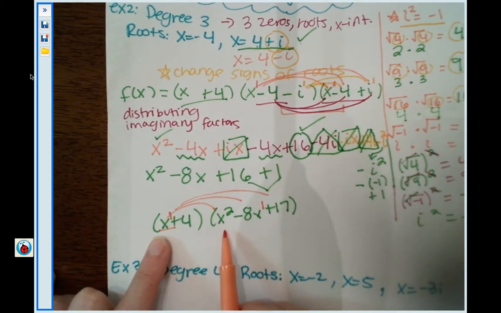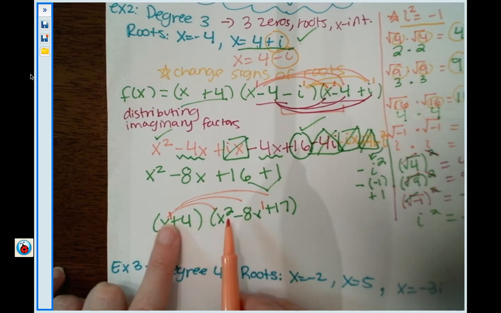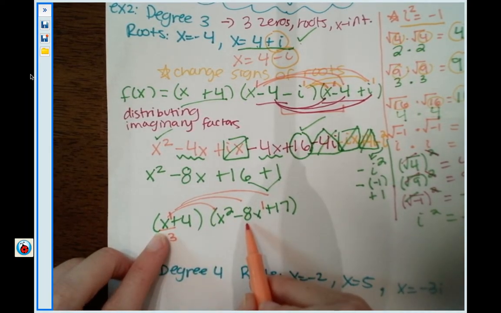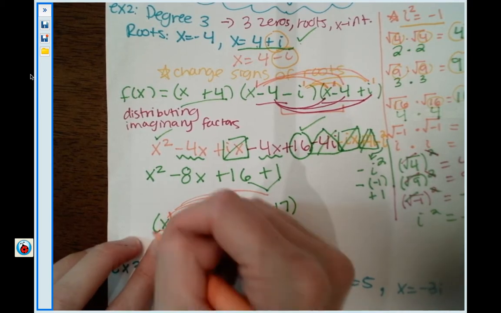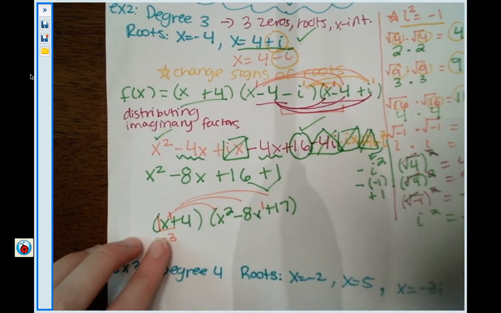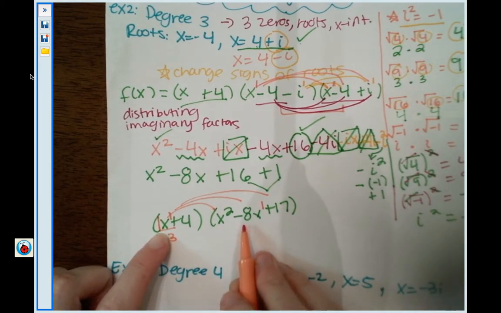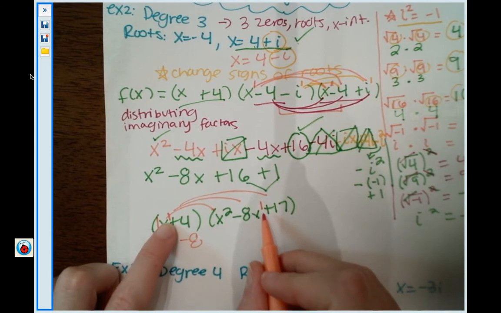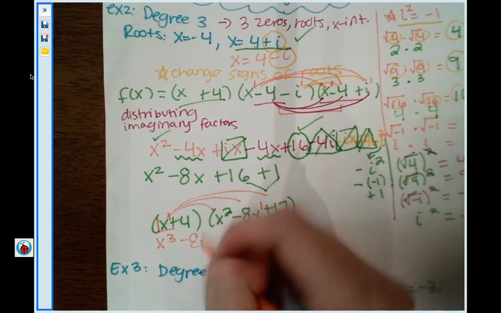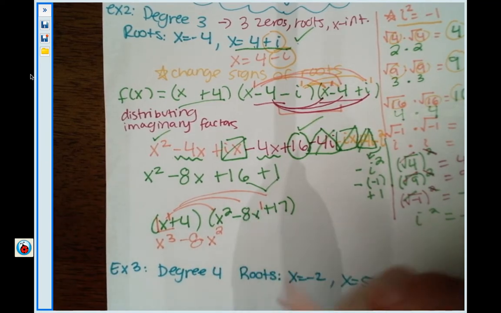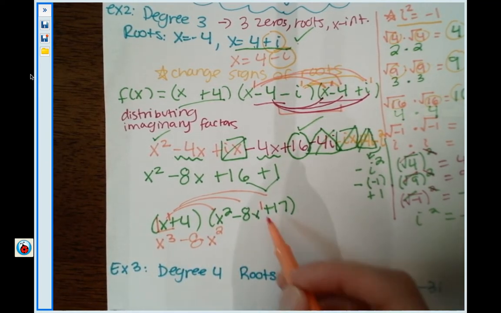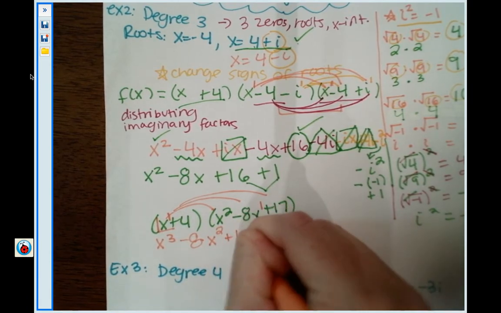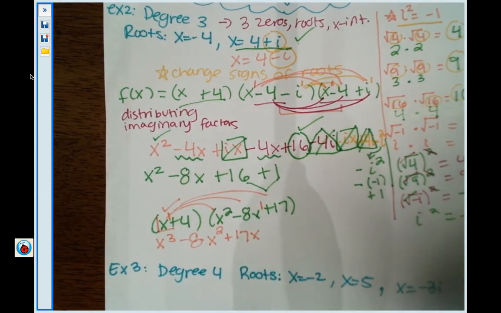So x times x squared, we add the exponents, and 1 plus 2 gives me x to the third. Okay, x times negative 8x, so we multiply the numbers first, which secretly, there's a 1 in front of this x. So 1 times negative 8 is negative 8. And now let's deal with the variables. 1 plus 1, we add the exponents, and I get x squared. Then 1x times 17, there's nothing really to combine, so it would just be a positive 17x. My first one's done.